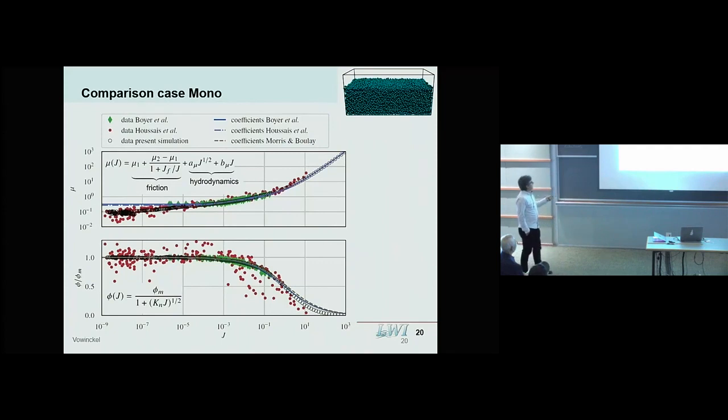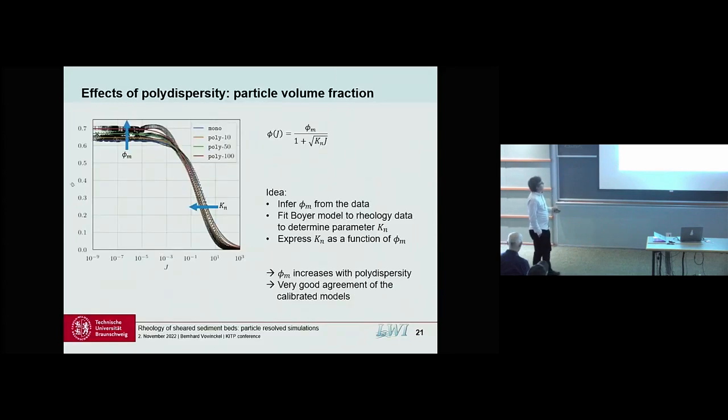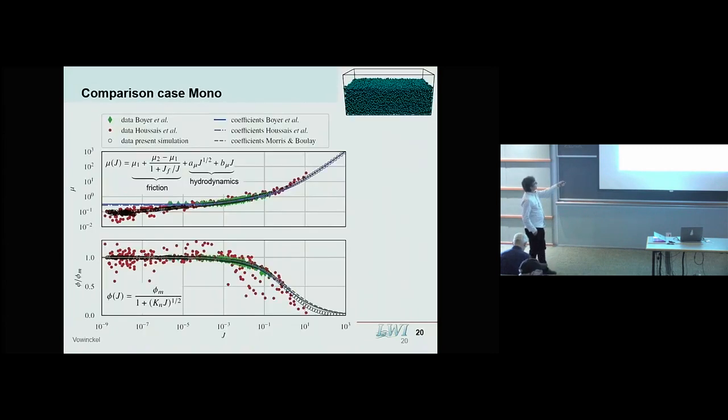And second of all, we have the phi of J, and there again we follow the curves very nicely. And here's François' data, Morgan's data, and we are doing the same. And we have this empirical correlation put forward by François Boyer. So now what we do is we brute force calibrate or fit those empirical correlations to our polydispersed system to obtain the functionality of Kn, phi m, and also mu2, mu1, and JF on the polydispersity, right? Because we want to see if there's an impact.